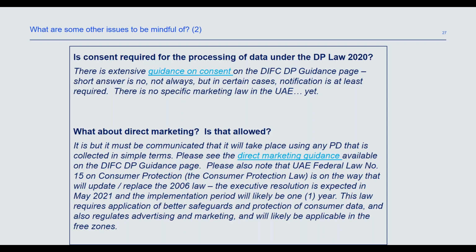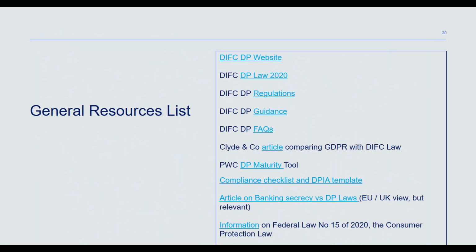There is no specific marketing law in the UAE yet. We'll talk about it in the next question, actually. It is coming. About direct marketing, we do have guidance now that will probably be updated with respect to how you can, as a business, market as a DIFC business and what you're allowed or not allowed to do. You do have to notify in your privacy policy about marketing. And there is a consumer protection law coming from the UAE level that will regulate marketing and advertising and require better safeguards around consumer data. So it's replacing a 2006 law. We'll probably see an executive resolution in May 2021, and the implementation period will likely be 1 year. There's an article that you can read on this page that I've included at the bottom there.